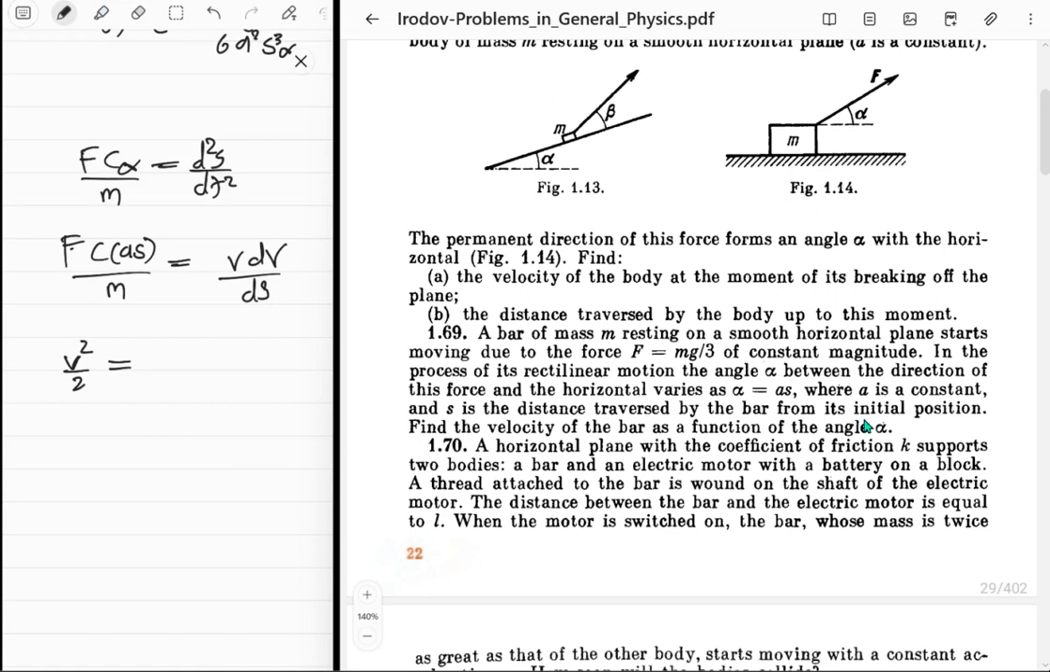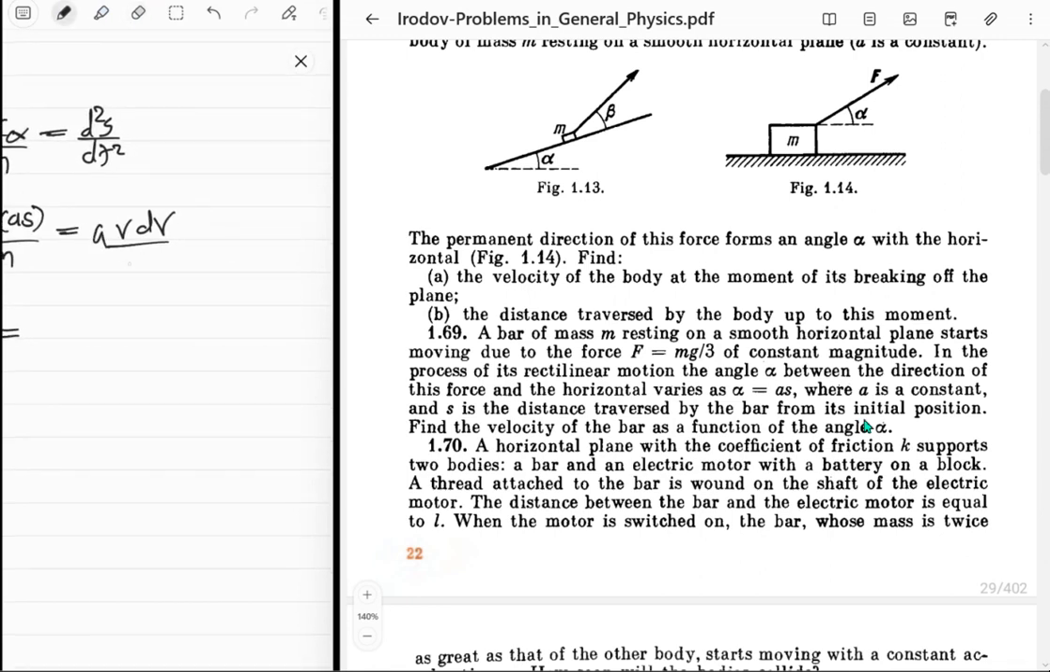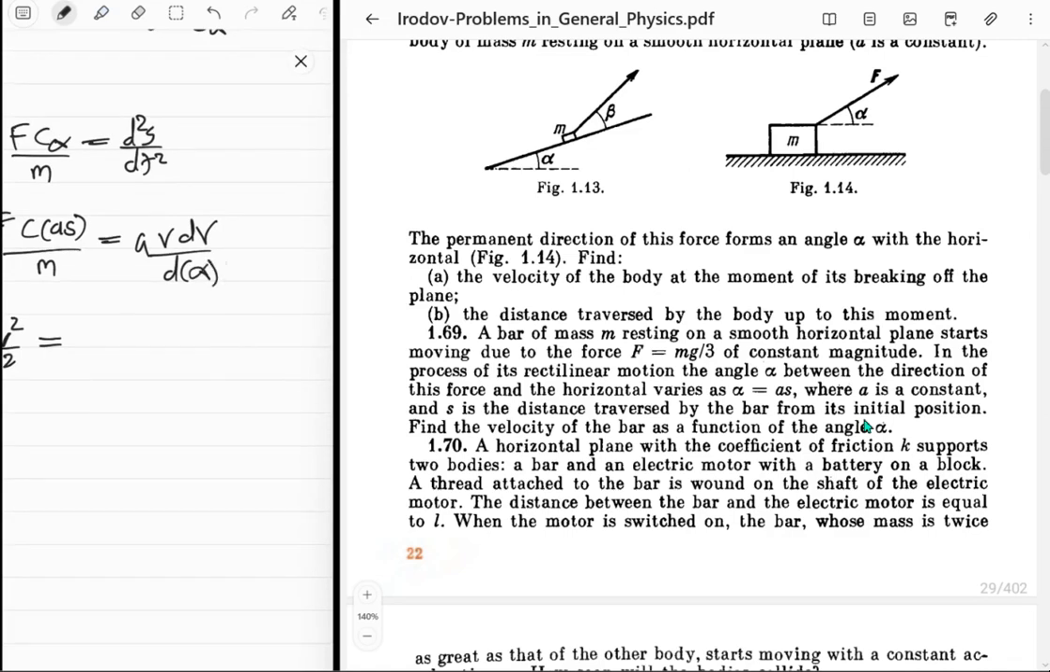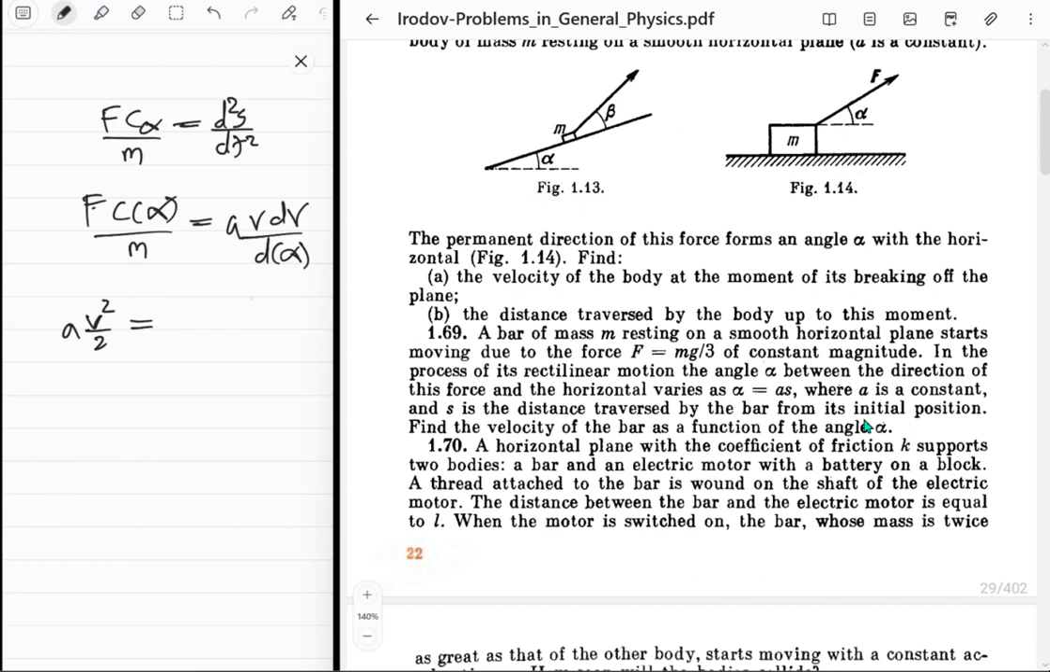Since you just want alpha over there, instead of writing ds, we can write d(as) upon a. So this is just alpha, and a is a constant. So it becomes v squared upon 2 equal to F upon m, and then the integration of this is the sine of alpha, and initially it's 0 anyway. So v squared is equal to 2F upon ma times sine alpha.